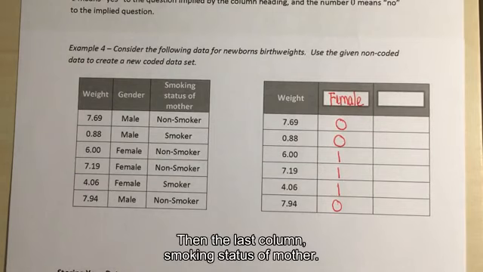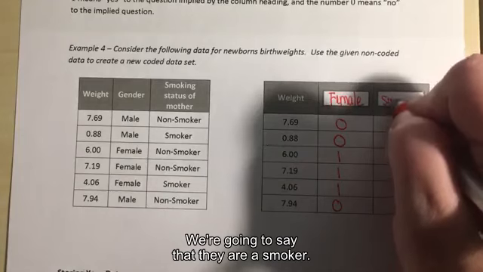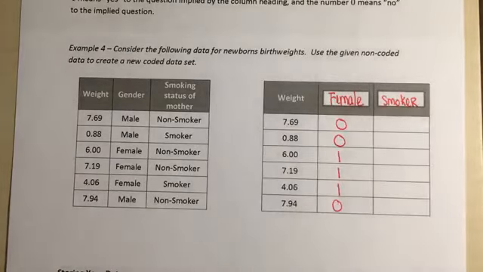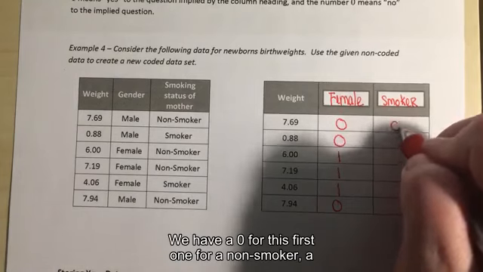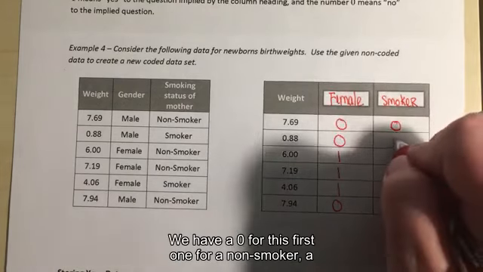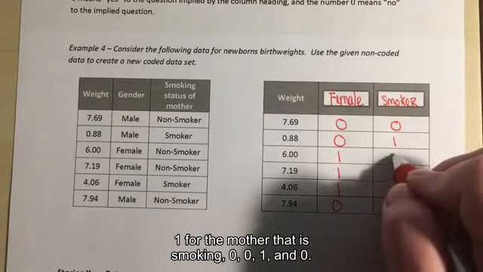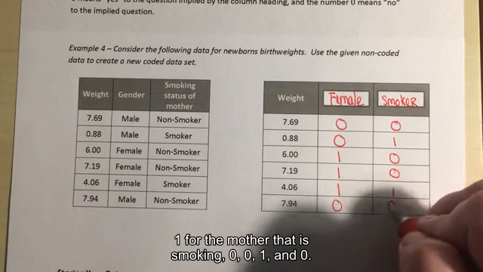Then the last column, smoking status of mother. So we're going to say that they are a smoker. A smoker is going to get a 1, a non-smoker is going to get a 0. So we have a 0 for this first one for a non-smoker, a 1 for the mother that is smoking, 0, 0, 1, and 0.